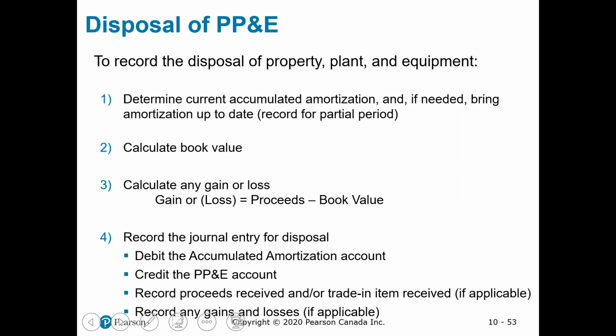So these are the 4 steps that you use when you're disposing of property, plant, and equipment. The first thing you need to do is determine what your current accumulated amortization is. So how much amortization has been booked up to that point. And then if it's needed, you need to bring the amortization up to date. So record a partial period if needed.